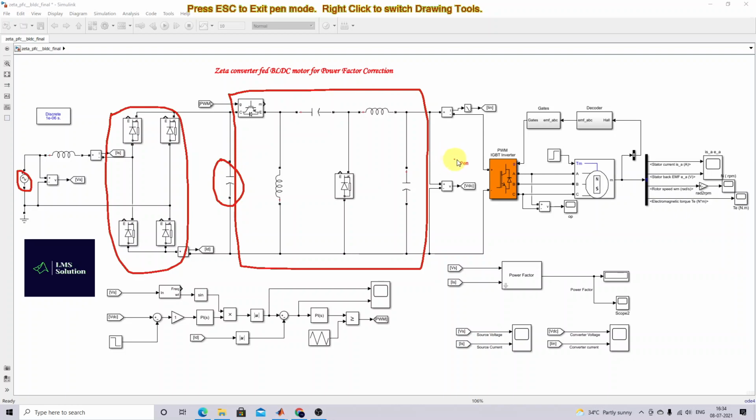The theta converter output is connected to the voltage source inverter and the BLDC motor, and the BLDC motor is controlled by means of Hall sensor position. The Hall sensor position is converted into gating pulses using this arrangement. The pulses are given to the voltage source inverter to control the speed of the BLDC motor.